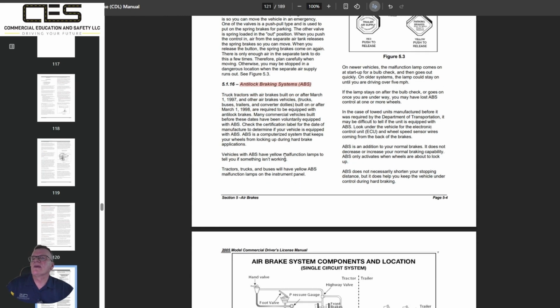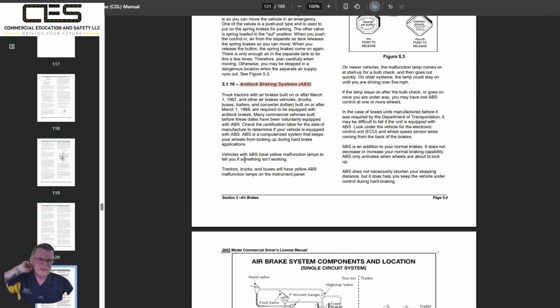Vehicles with ABS have a yellow malfunction lamp to tell you if something's wrong. So how do you know if your vehicle has ABS? When you turn your key to the on position, your dashboard lights up. You'll see a bunch of what are called telltale lights. These telltale lights will come on, and that tells you, because these are light bulbs in the dash, that these systems are working and the lights are working, right? So they come on and go off usually. You turn the key to the on position, the ABS light comes on and goes off, your vehicle's equipped with ABS.